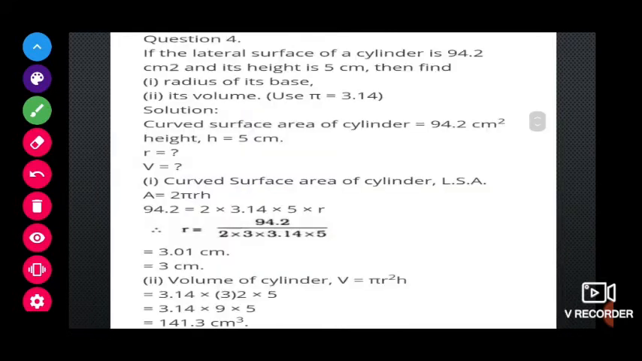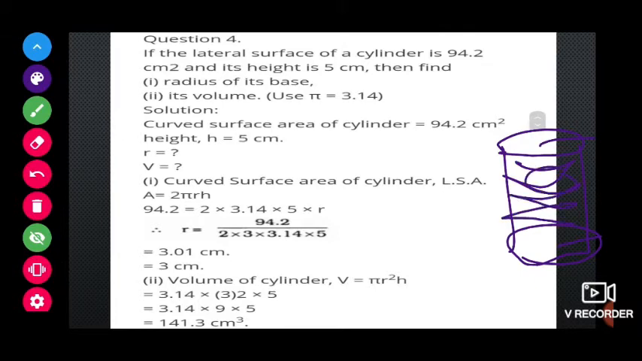Okay. Next. Question number 4. If the lateral surface area of a cylinder is 94.2 centimeter square and its height is 5 centimeters, then find radius of its base. What they are giving, children? They are not directly giving the radius of the cylinder now also. But they are giving the lateral surface area, which is nothing but the curved surface area of a cylinder. They have given that as 94.2 centimeter square and height 5 centimeters.